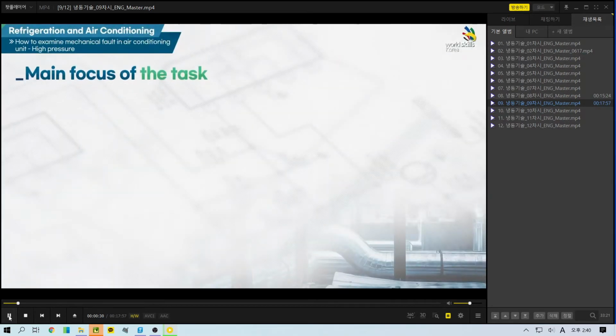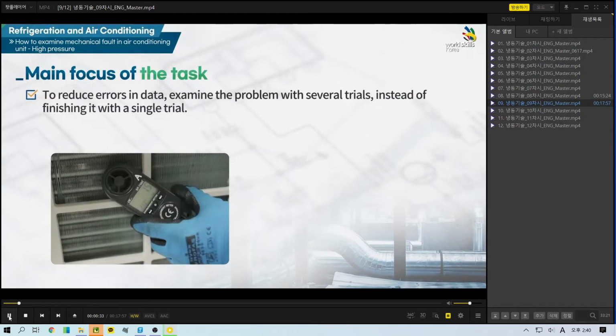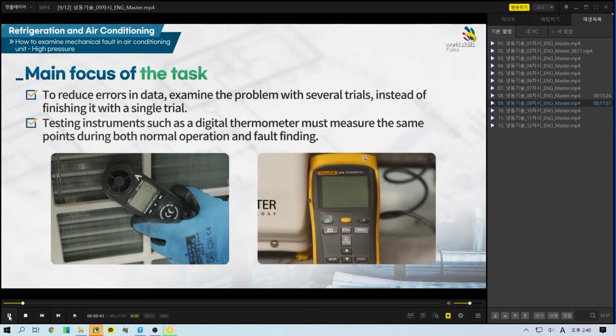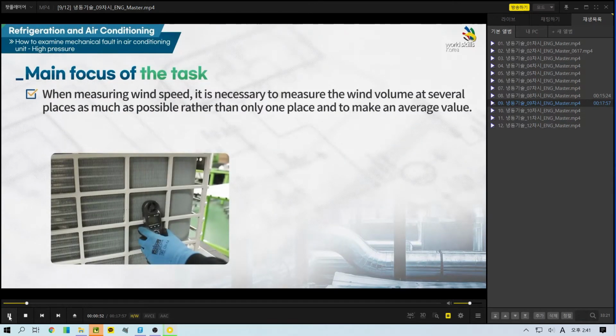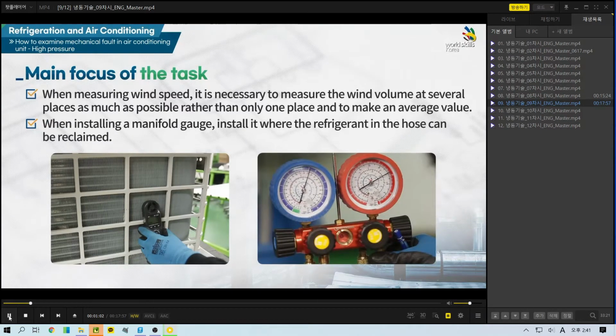Main focus of the task in this training is as follows. First, to reduce errors in data, examine the problem with several trials instead of finishing it with a single trial. Second, testing instruments such as digital thermometer must measure the same points during both normal operation and fault finding. Third, when measuring wind speed, it is necessary to measure the wind volume at several places as much as possible, rather than only one place, and to make an average value. Fourth, when installing a manifold gauge, install it where the refrigerant in the hose can be reclaimed.